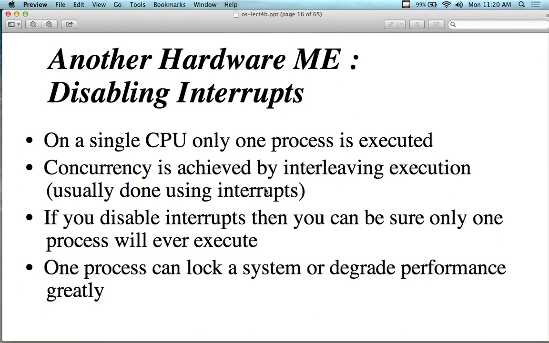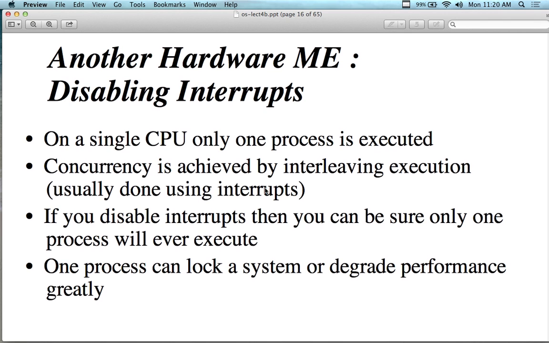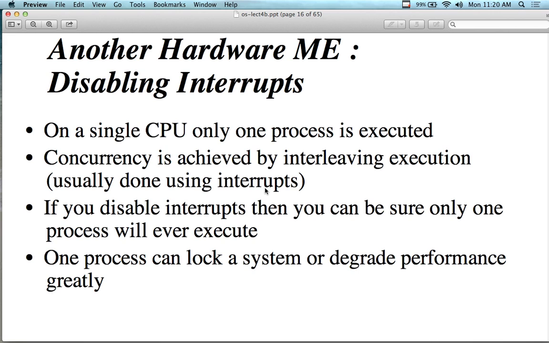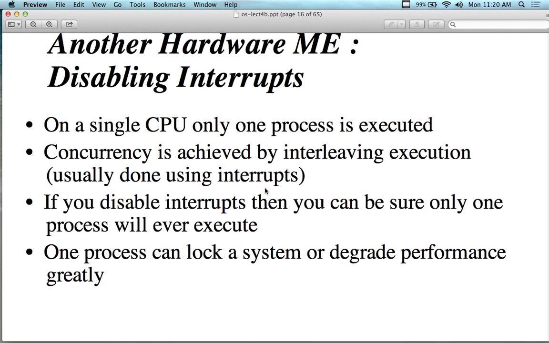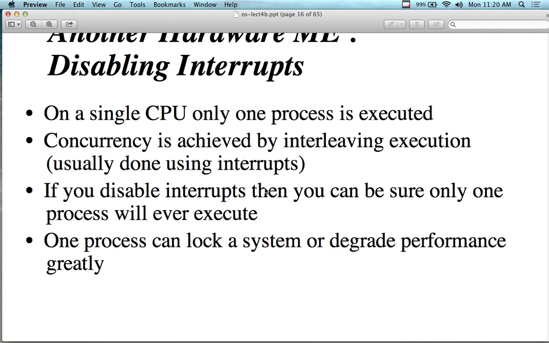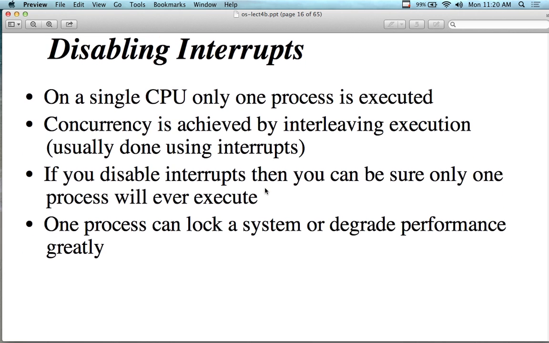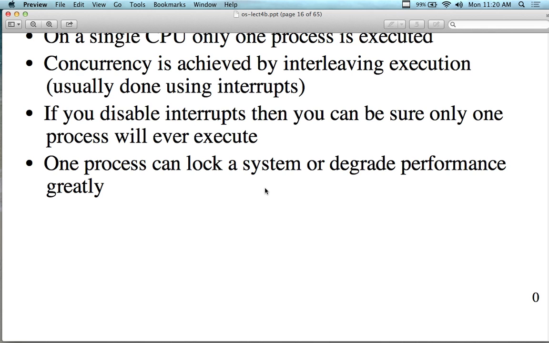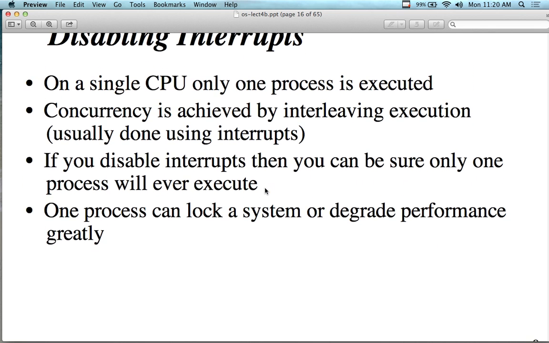So another solution from a hardware perspective is to disable the interrupts. On a single CPU, only one process is executed at a time, and you're constantly disabling, enabling, without checking a value or without setting or using a buffered piece of memory or a variable. Concurrency is achieved by interleaving the execution, usually done by using interrupts. So if you disable the interrupts, then you can make sure that only one process is executing at a time, and the process can lock a system or degrade the performance greatly if other processes can't run, because it's constantly disabling the interrupt.